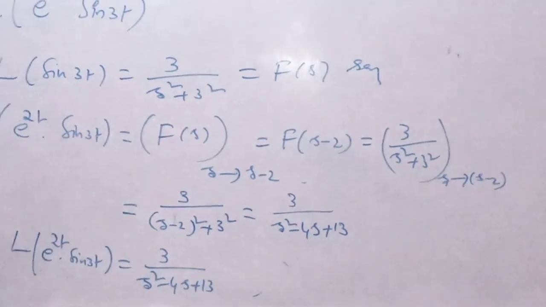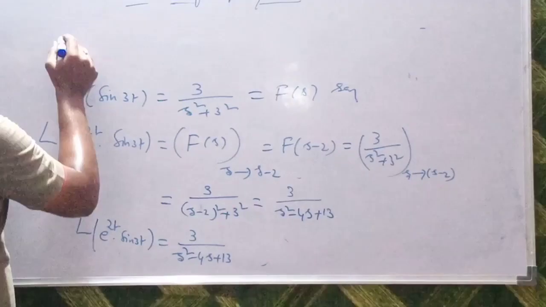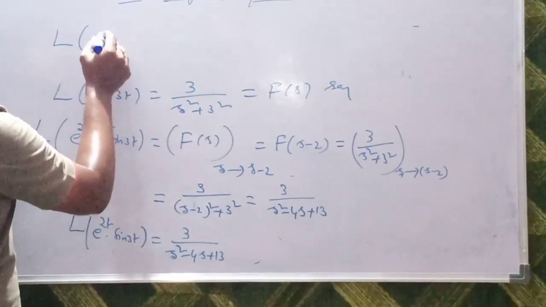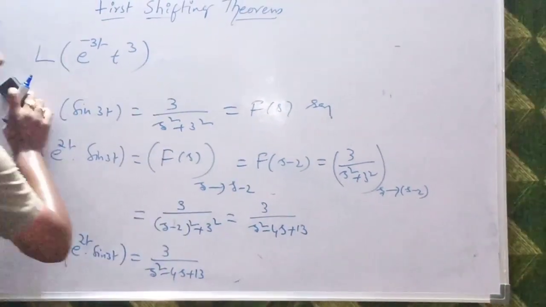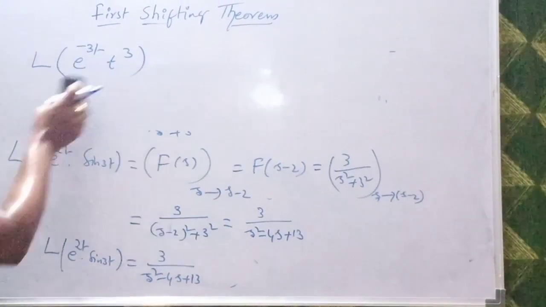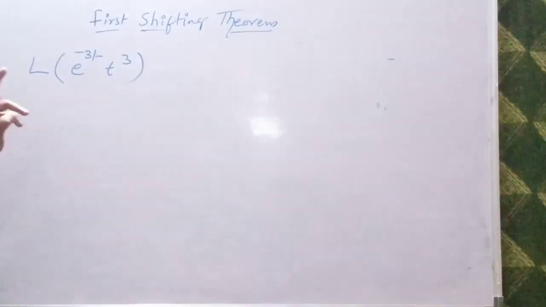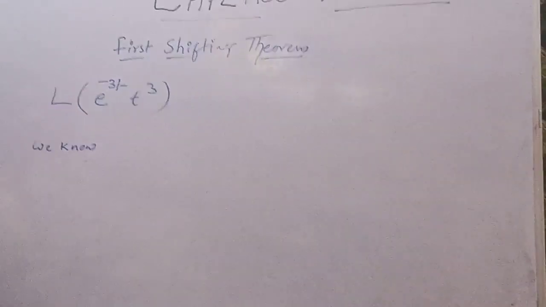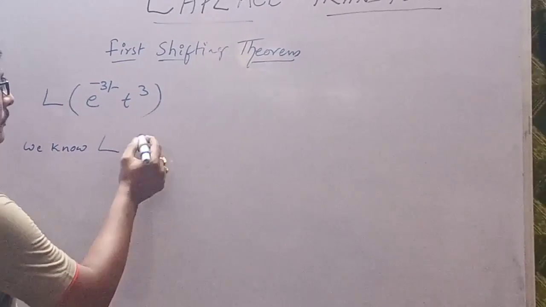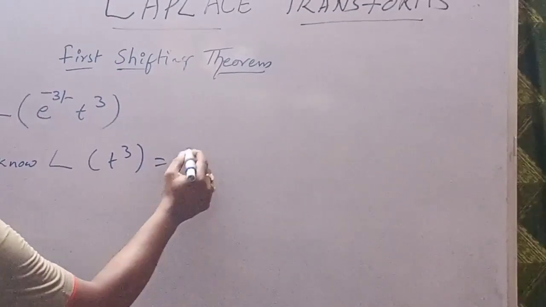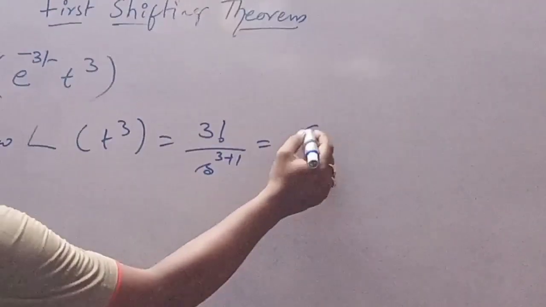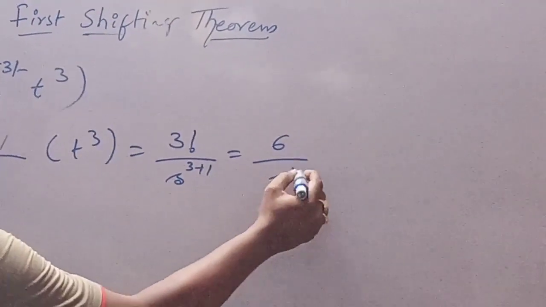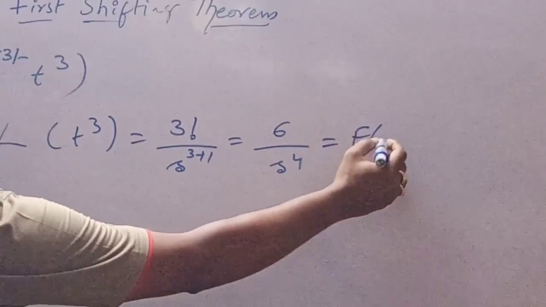Similarly, you can take another example: the Laplace transformation of e to the power of minus 3t into t cube. We know the Laplace transformation of t cube is 3 factorial by s to the power of 3 plus 1, that is 6 by s power 4. This is capital F of s.